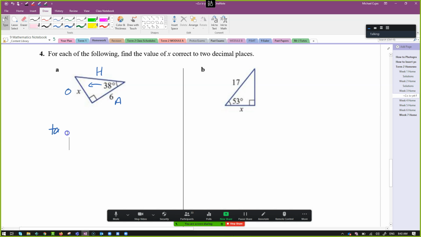Tan of 38. Try that again. Tan 38 is equal to the opposite x divided by the adjacent 6. Multiply by 6. 6 tan 38 equals x.